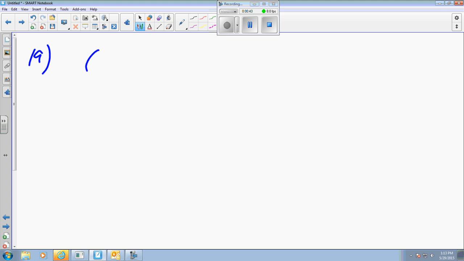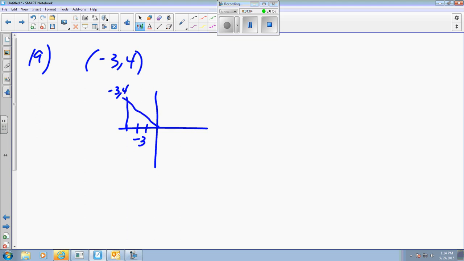Number 19. If we have the point -3, 4 on the terminal side of an angle in standard position, find the cosecant. Well, if we are at the point -3, 4, we're right up here. This side would be -3, this side would be 4. If I use my Pythagorean theorem, I get that my hypotenuse is 5.